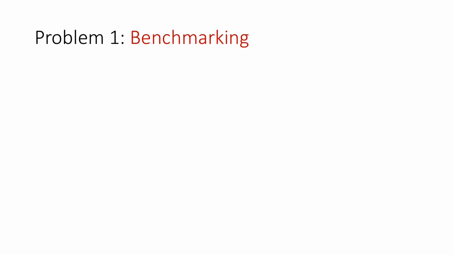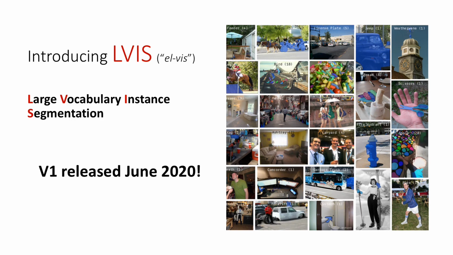Let's jump into problem 1, benchmarking. In order to make progress on the task of detecting everything, we need a suitable dataset for benchmarking. For that, we've introduced the LVIS Large Vocabulary Instance Segmentation dataset. We released a preview version of it at CVPR 2019, and I'm happy to announce that we released the final v1.0 release of LVIS back in June at CVPR 2020.